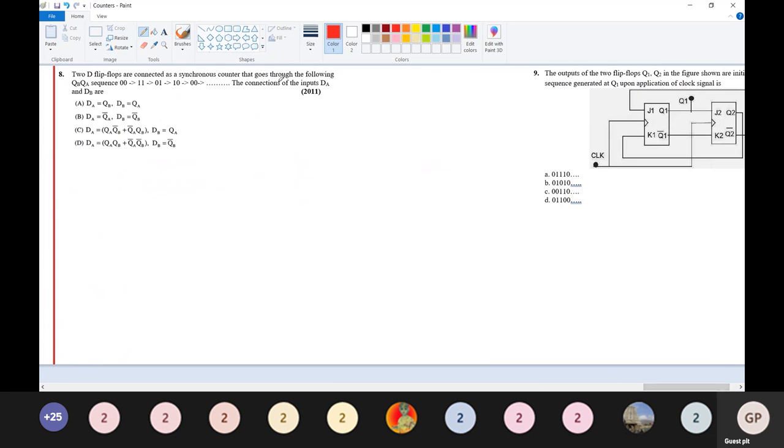So we have two flip-flops, flip-flop 1 and flip-flop 2, and both flip-flops are connected as a synchronous counter. So we have a clock, like this, that goes through the following sequence again. So you are supposed to find what DA and DB are.